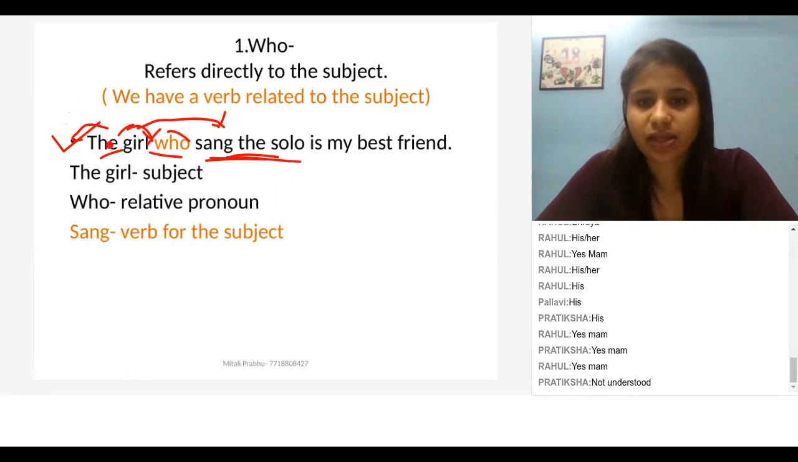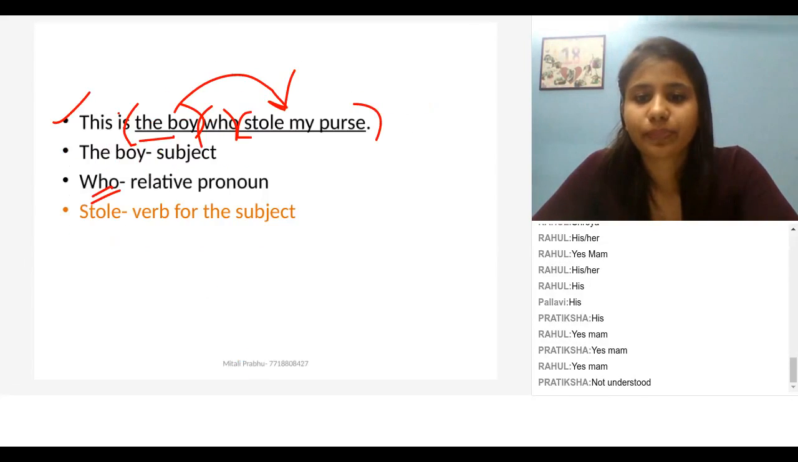Again, in this case, in "the girl who sang the solo," the subject is the girl, and there is a verb for the subject, which is sang the solo. That is why we have who. Then we join it by who.